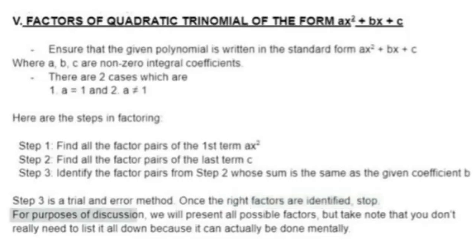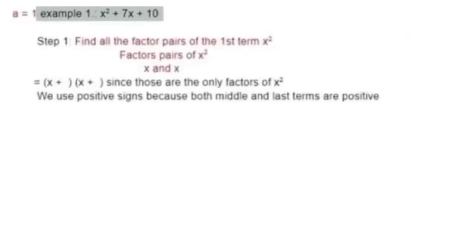For purposes of discussion, we will present all possible factors, but take note that you don't really need to list them all down, because it can actually be done mentally. Example 1. x squared plus 7x plus 10. Step 1 is the quantity x and the quantity x, since those are the only factors of x squared. We use positive signs because both the middle and last terms are positive.